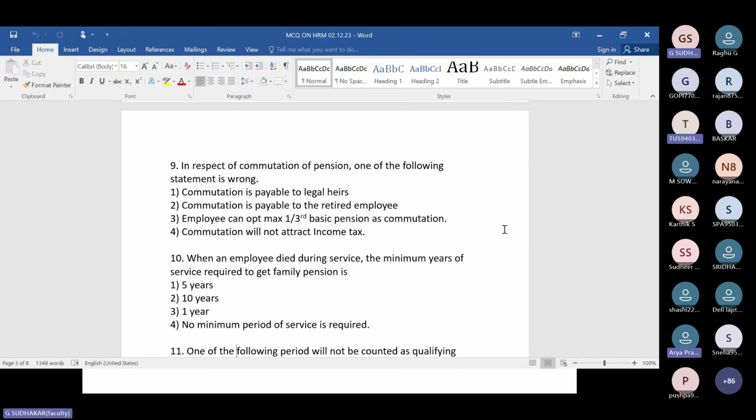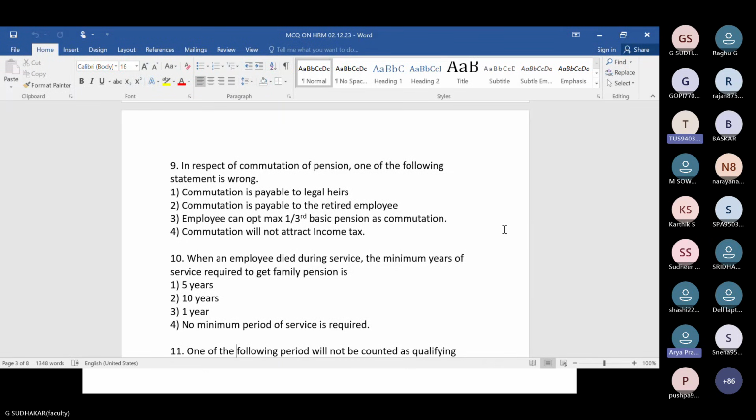Okay. Here the possibility you are mentioning, after giving commutation, if the employee dies, what is the procedure? Even after giving commutation, how can I give enhanced family pension to the family legal heirs? It should not be, no. Okay. 10th question.